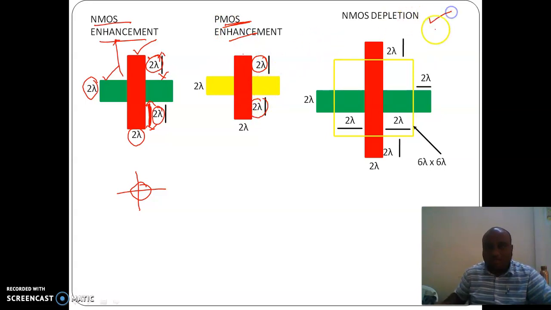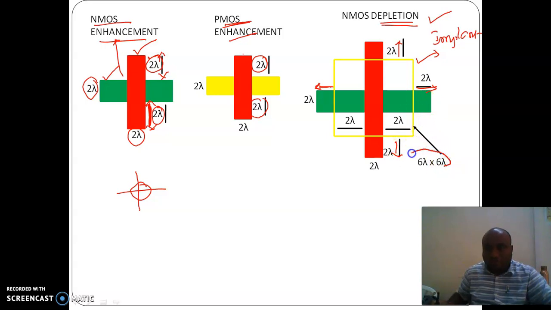For NMOS depletion, we have the same dimensions, but one thing to observe is this. This is called an implant. The encapsulation we are using is the implant. Depletion will contain an implant. The rule is that on all sides of the implant, the extension should be 2 lambda ahead: the diffusion 2 lambda ahead, and the polysilicon 2 lambda ahead.